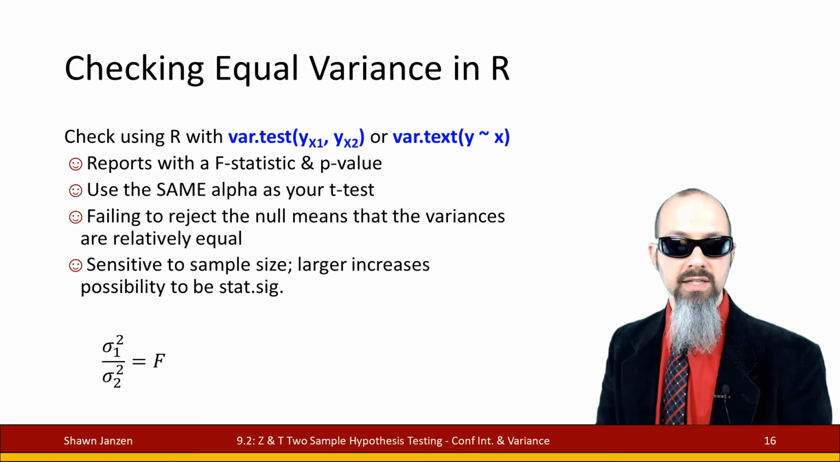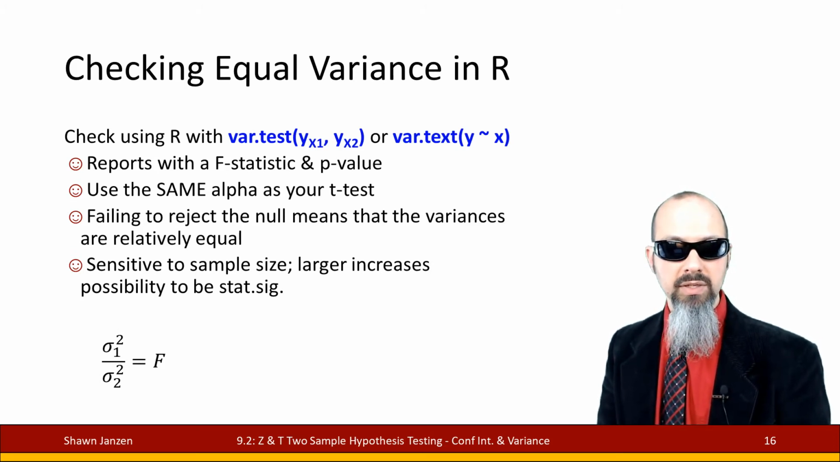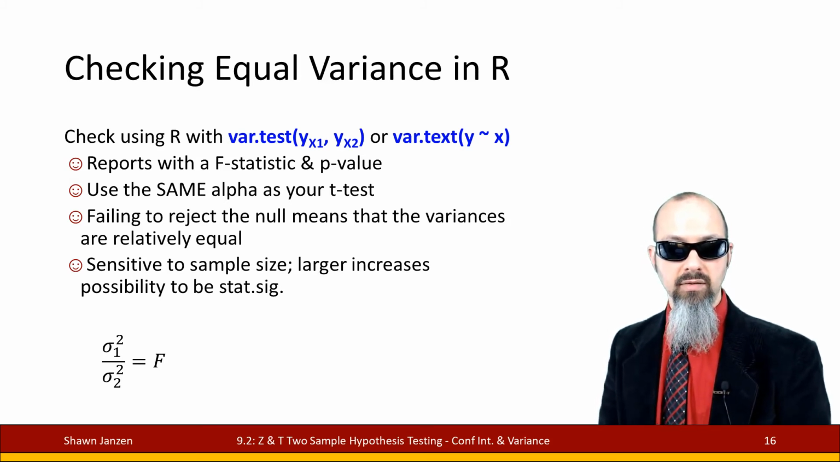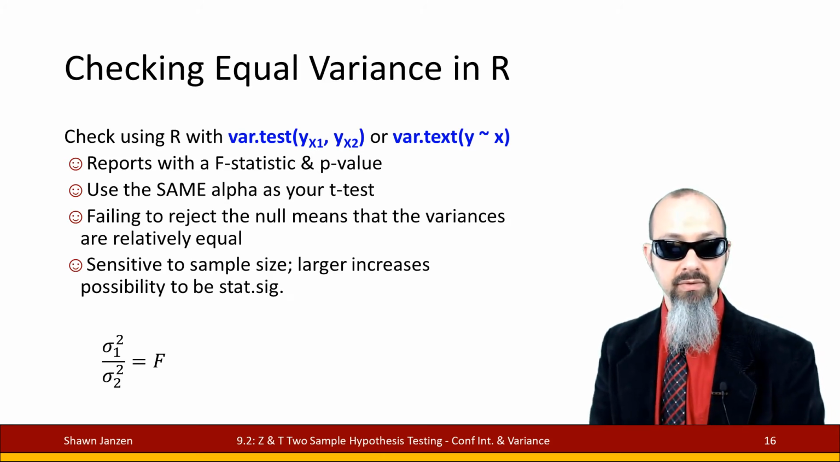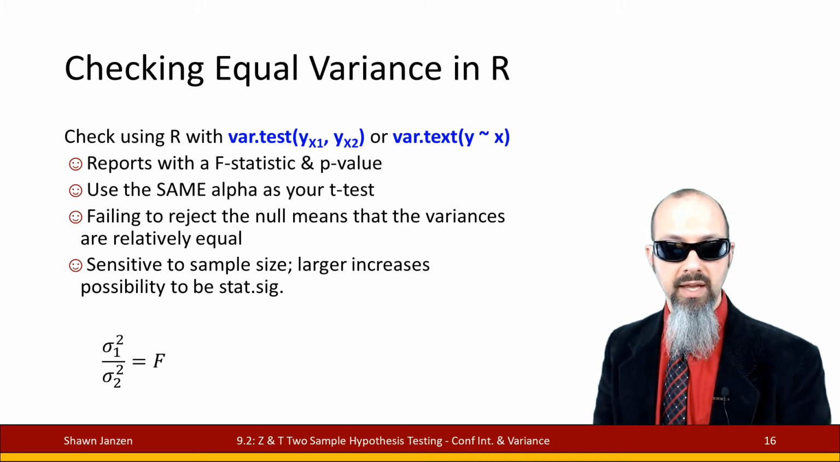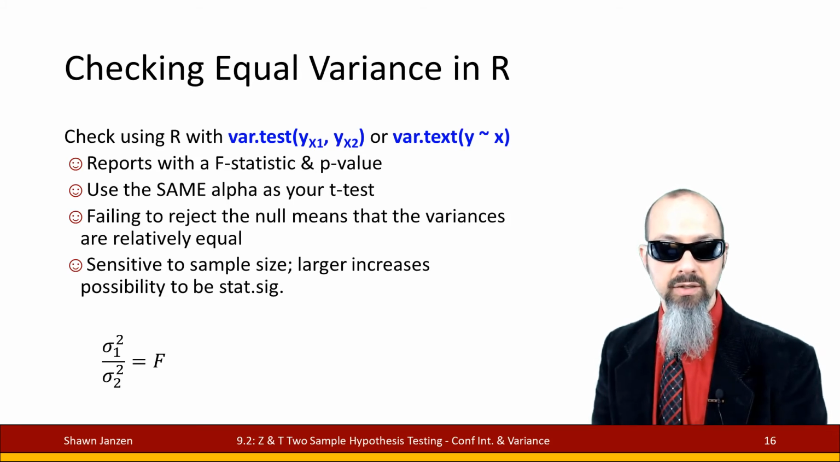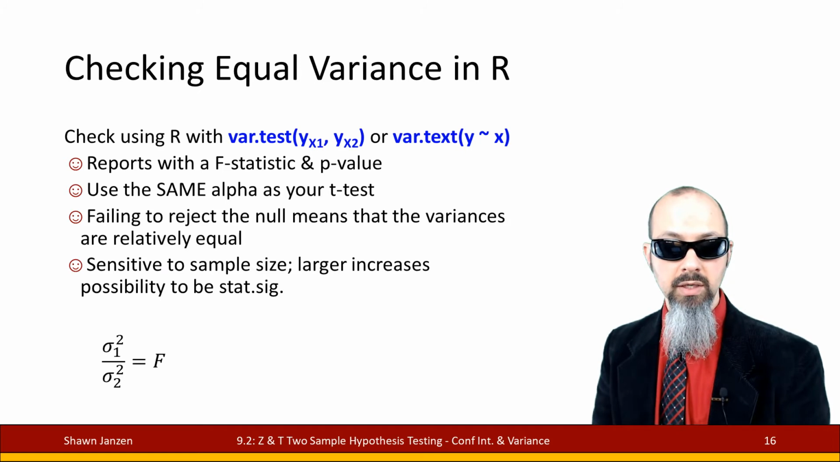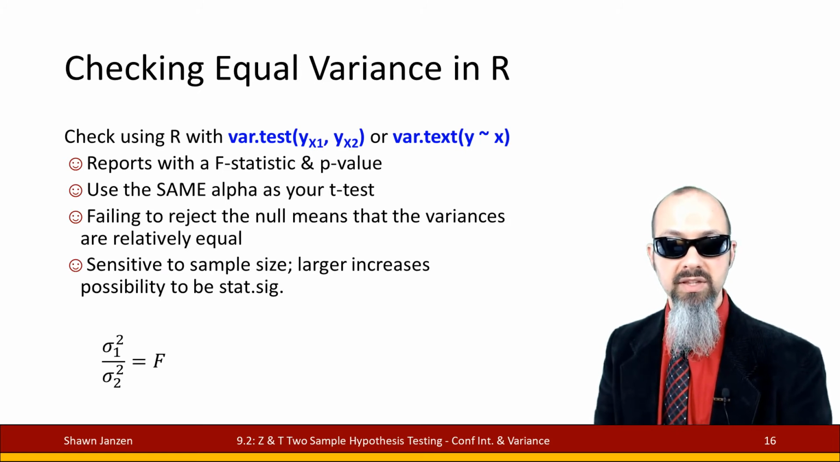We can check this equal variance assumption in R, and we do it with a var.test function. With var.test, we put in either a vector of data, comma, a vector of second data, so we've got two separate columns specifically, or we can group it with a dependent variable, y, tilde an x variable that has the grouping. This is going to give you an F statistic, and an F statistic is just a ratio, and it's going to give you a p-value associated with that F statistic.